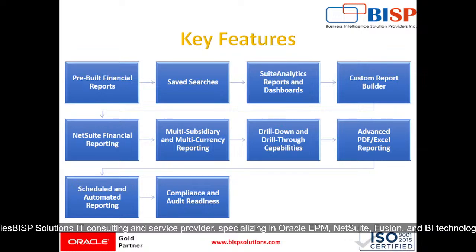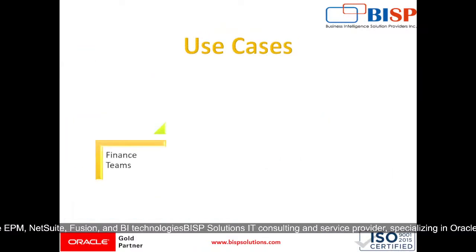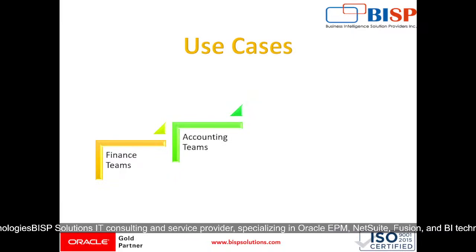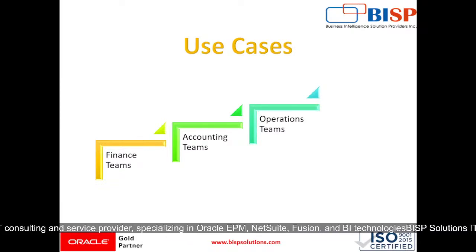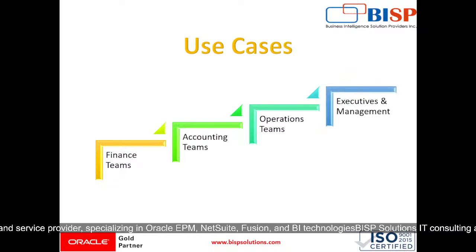Last is our compliance and audit readiness. It helps maintain regulatory compliance by ensuring proper financial documentation, and also it supports audit trails for SOX, IFRS, GAAP, and local tax regulations. So, use cases of NetSuite reporting. Finance teams generate real-time financial reports for decision making. Accounting teams ensure compliance with tax and audit requirements. Operation teams track inventory, supply chain performance, and expenses. Last is our executives and management, who use dashboards for strategic planning and business insights.